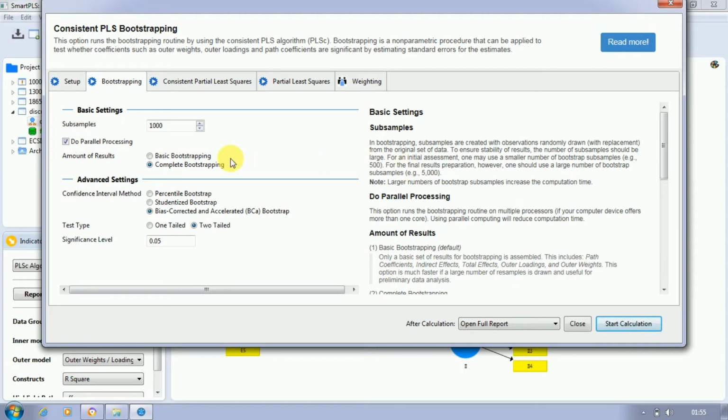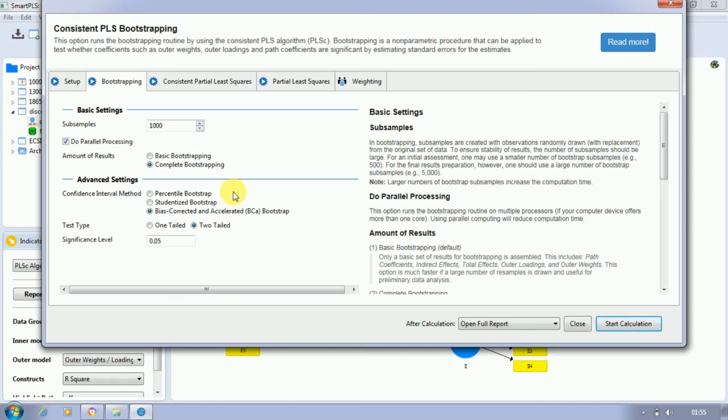You can go for the basic bootstrapping or the complete bootstrapping, and there is an option for parallel processing because you have many subsamples that are running together. So we will take the parallel processing. We want computation time to be less, so we run them in parallel.